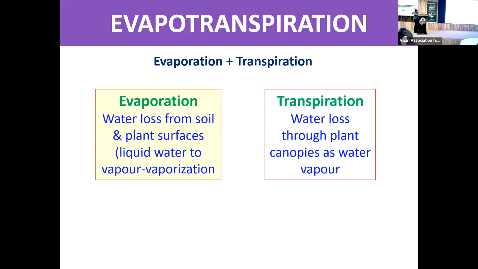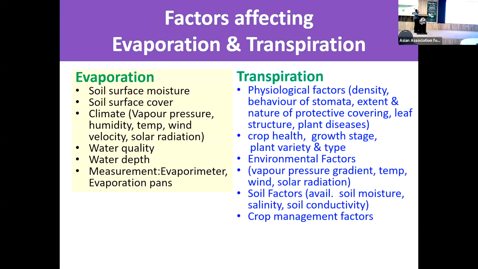Next, the topic of my study is the determination of crop coefficients using lysimeter for precision irrigation scheduling. As we know, evaporation and transpiration are the main processes when we are calculating the water requirement of the crop. This evaporation and transpiration also depend on the soil surface moisture, wind velocity, water quality, all these things, as well as the physiological condition of the crops.